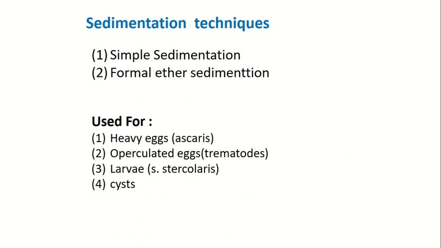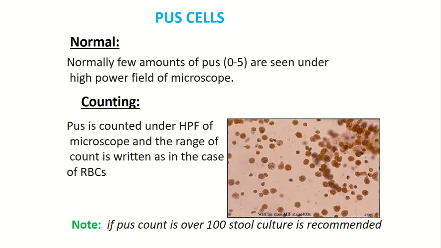And the sedimentation technique is again divided into simple sedimentation and, with the help of ether, formal ether sedimentation. It is again used for heavy eggs, particularly roundworm, operculated eggs in case of trematodes, and some larva migrans syndromes, in case of Strongyloides stercoralis, and some cysts. So that's all about three different techniques: iodine preparation, saline preparation, and concentration technique.